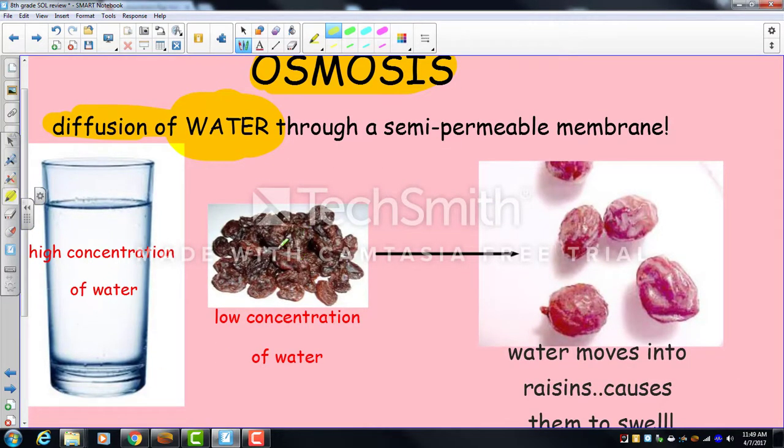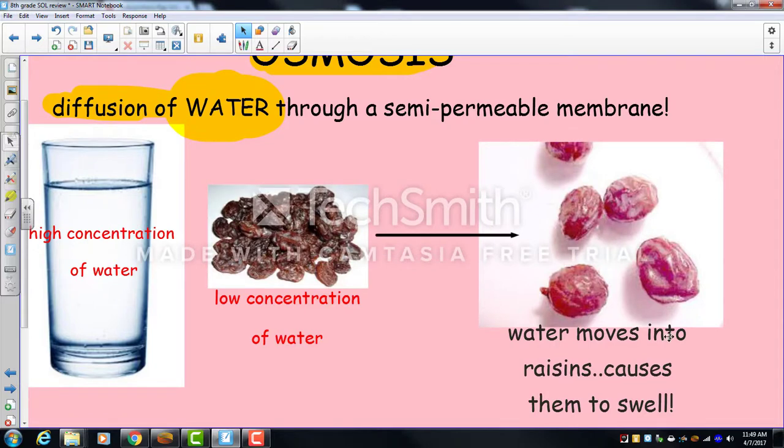If you put a bunch of raisins, which is where the water has all sort of diffused out of, they're dehydrated, and we put those raisins back in water, so here's the high concentration of water. The raisins are obviously low concentrated. They don't have any water. Well, I shouldn't say that. They have some water left, but a lot of it has left. And if we put those raisins back in, all the water is going to go where? Into the raisin. And guess what? They puff right back up. They actually can look like little grapes again, but they don't taste like them, so don't eat them.